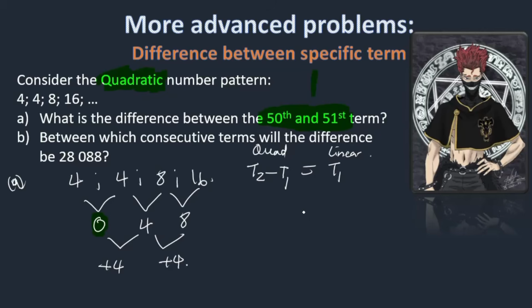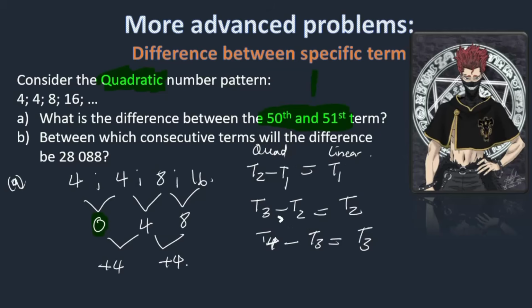Hope it makes sense now. Okay. T3 minus T2 gives me T2 here. Let's put it in writing again. T3 minus T2 gives me T2 in linear. Now let's do this one. T4 minus T3 gives me T3 in linear. This difference in a quadratic gives me this one in linear.